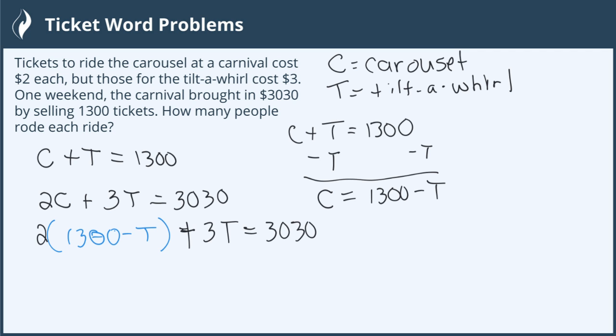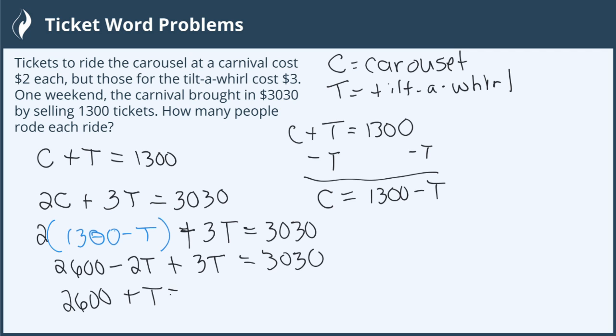Okay, so then I'm going to distribute this. That's going to give me 2,600 minus 2T plus 3T equals 3,030. I'm going to combine like terms. So I'll have 2,600, and minus 2T plus 3T gives me just a positive T equals 3,030. Now I'm going to rewrite it over here: 2,600 plus T equals 3,030.